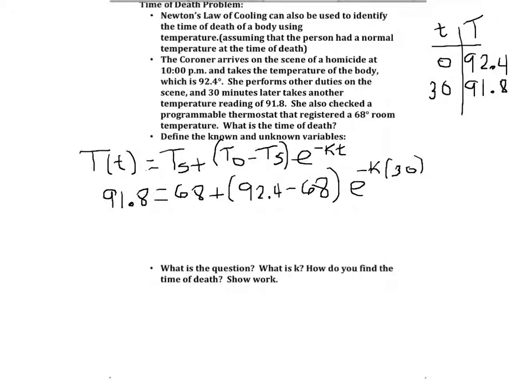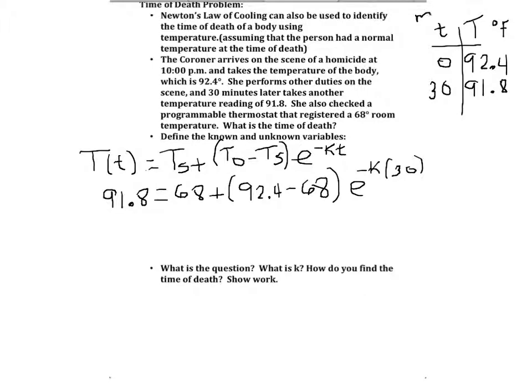In this lesson, I'm having students look at applications of exponential functions, and we're applying Newton's law of cooling to time of death, how to determine time of death based off of the temperature of the body. We first start off, the coroner arrives on the scene and takes 2 readings. The first initial reading she takes is right when she arrives at 10 p.m. So at time 0, it's 92.4 degrees Fahrenheit.